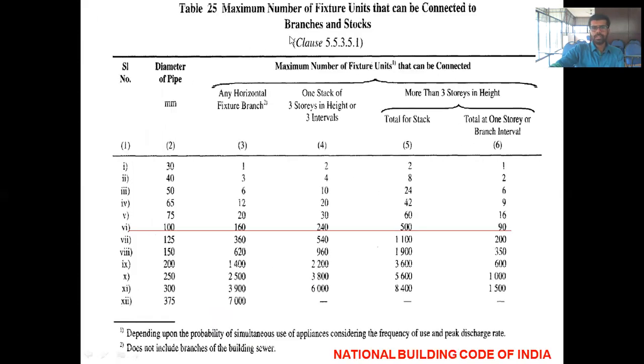Now, this we have already seen. This is the horizontal branch only. These are the fixture units only. Depending upon the fixture units, if 160 is the fixture unit, 100 will be the horizontal pipe diameter or branch diameter. It's for a 3-story, the stack diameter will be 100. If the fixture unit is 240, this is for more than 3 stories. Total for stack, total at 1 story or branch interval. This is for 1 story or branch interval. This much should be there.